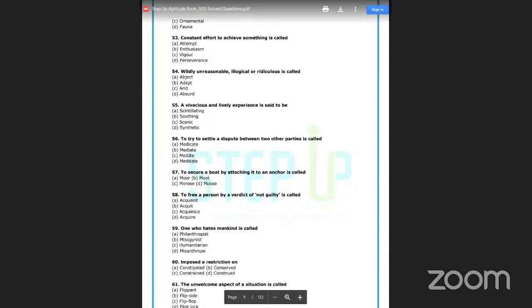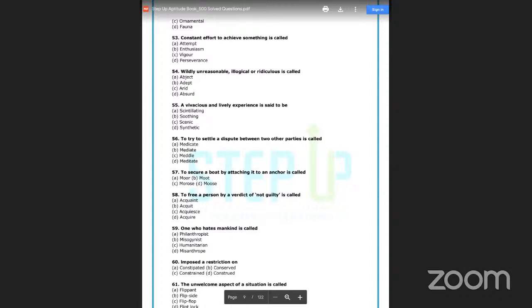Morose means sad, unhappy, bad-tempered. Moose, that is a type of deer. It's found usually in North America. I hope everybody has made a note of it. Moose is a type of deer. Morose is sad, unhappy. Moot is to put forward a proposal or to propose someone. To moor means to secure a boat by attaching it to an anchor.